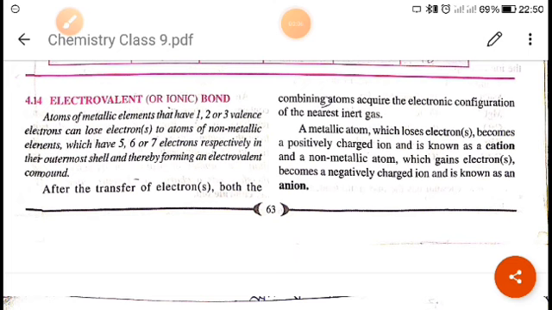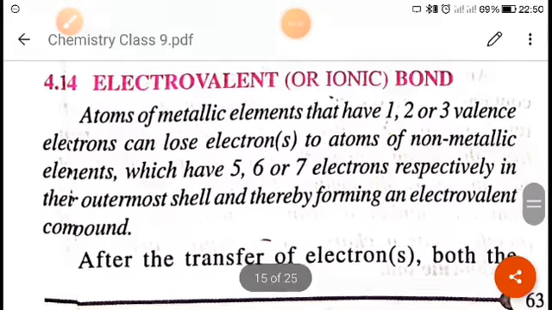So now in this class we will discuss the types of bond. When we talk about the types of bond, basically in this class you have to learn about only two types: electrovalent or ionic bond, and covalent bond. Okay, so now one by one we will start: what is an ionic bond and what is a covalent bond.